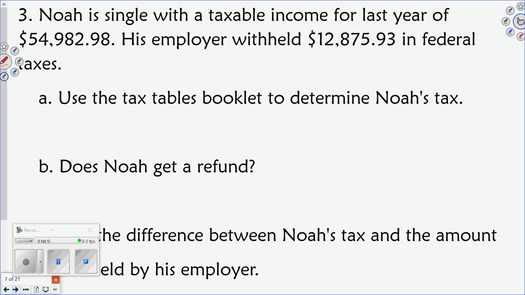Okay, number 3. Noah is single with a taxable income for last year of $54,982.98. His employer withheld $12,875.93 in federal taxes. Use the tax tables booklet to determine Noah's tax. Do you guys have your tax table booklet? Get it out. A big giant booklet I gave you guys a long time ago. All right, we're going to need them because we're going to be doing some taxes today. We're going to look up some info. So we want to look up the amount that he made, and he is single. So we need to go to our tax table book, find the right table, and find out how much he owes.